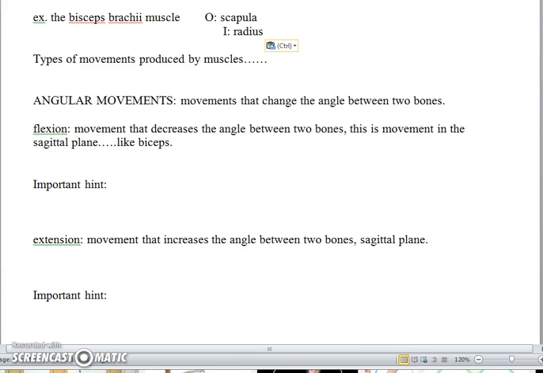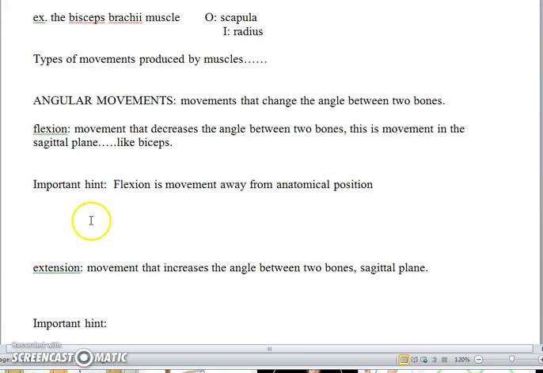So here's an important hint, and this is kind of what I go off of. When you see flexion, it is movement away from anatomical position. If you don't remember anatomical position, go back and look at chapter 1. So remember, you're standing straight, arms down to the side. Your arms are straight, right? They're not bent in anatomical position. All right, so flexion is movement away from anatomical position. That works every time. This works really well too. I keep saying it's bending. If you're bending something, especially a limb, it's flexion.